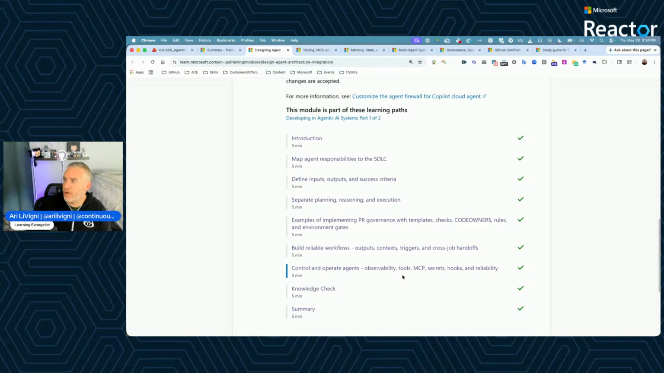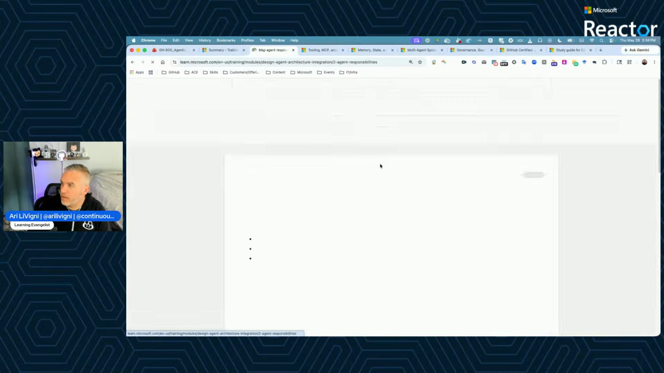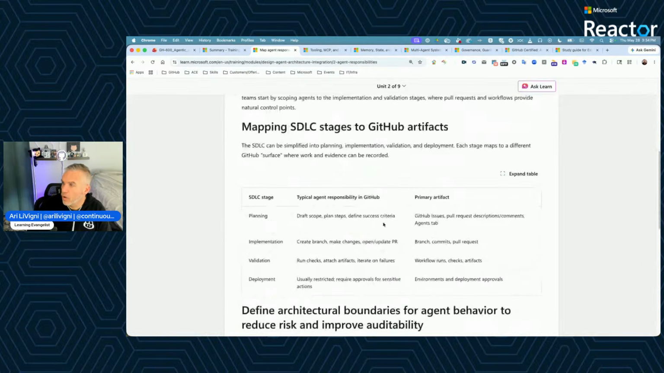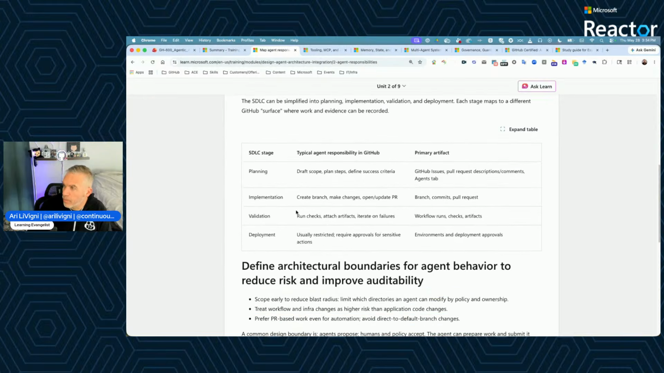So mapping your agent responsibilities, right? I think we talked about that, your planning, your implementation, your validation, your deployment. That may play into your agent orchestration as well. So they kind of go hand in hand there, I feel like. Every time you use an agent, it's going to create its own branch. You could specify that to make sure that you're creating your own branch as part of that. Open or update a PR, that could be part of how you define your agents.